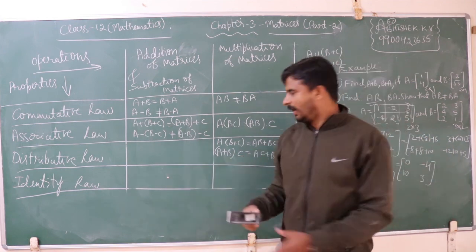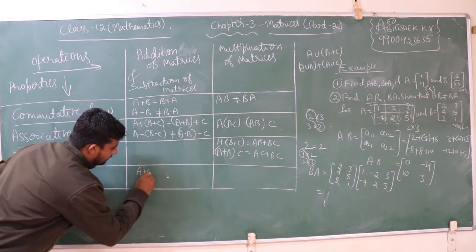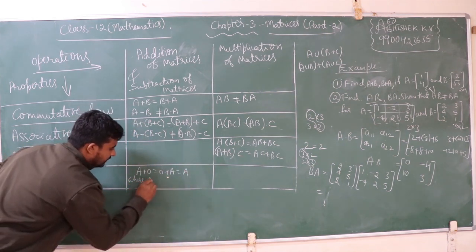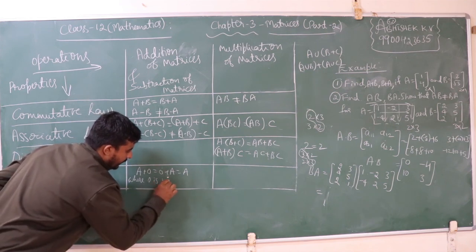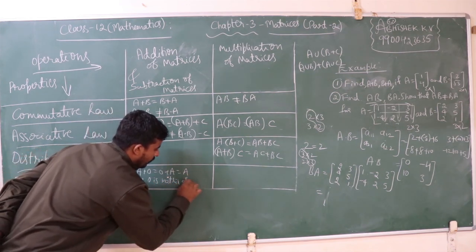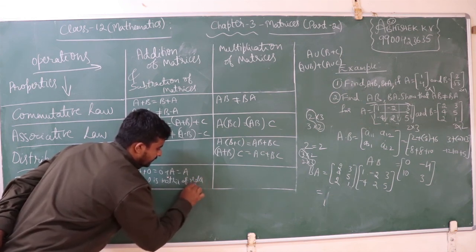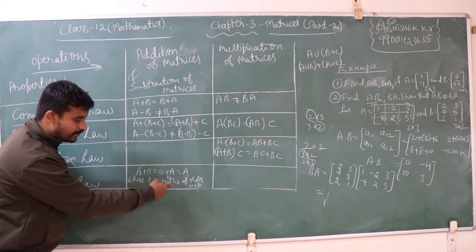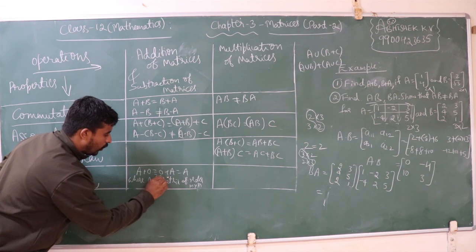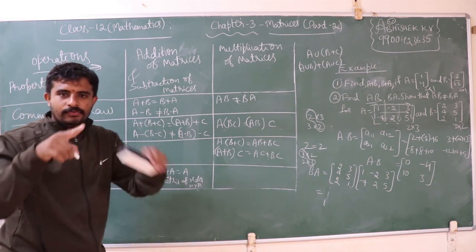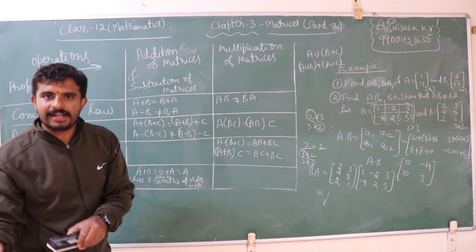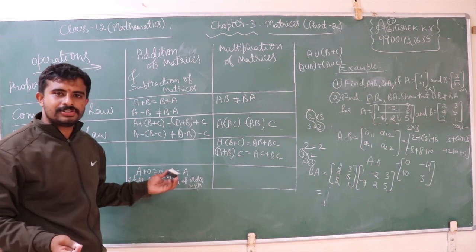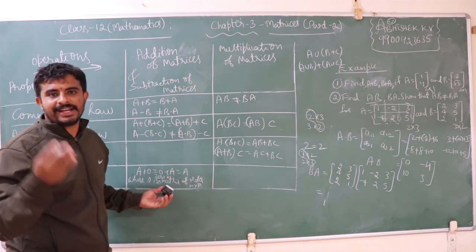So then, identity law. A plus 0 is equal to 0 plus A is equal to A, where 0 is a matrix of order m cross n. If I consider the matrix A as order m cross n, then 0 is a 0 matrix. What is a 0 matrix? If the given matrix contains all elements equal to 0, then that matrix is nothing but a 0 matrix. Therefore, A plus 0 is equal to 0 plus A is equal to A, where 0 is the 0 matrix of order m cross n.